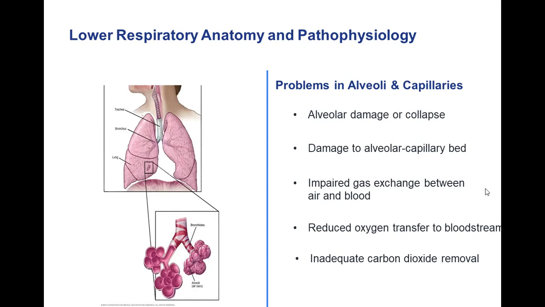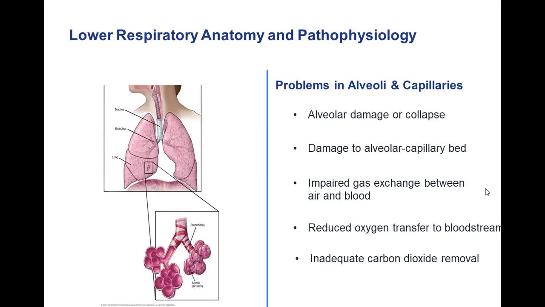Furthermore, the thin membrane of the alveolar capillary bed itself can be damaged. This damage thickens the exchange barrier or fills the space with fluid, fundamentally impairing gas exchange between the air and the blood. This has a dual effect. It leads to reduced oxygen transfer to the bloodstream and inadequate carbon dioxide removal.